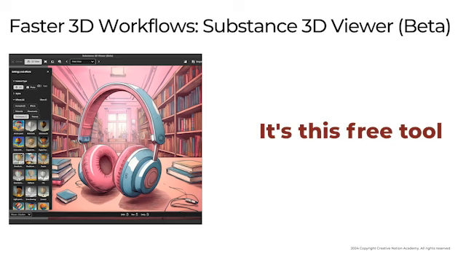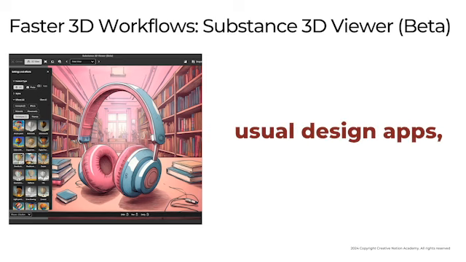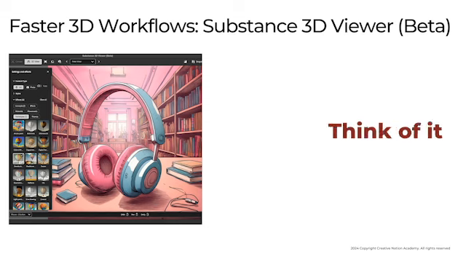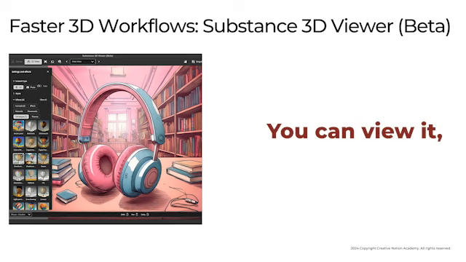It's this free tool from Adobe, and it lets you bring 3D models right into your usual design apps. And it really does make the whole process a lot smoother. Think of it like this. Imagine you're opening a 3D model, but it's as simple as opening a JPEG. You can view it, spin it around, adjust the lighting, all the basic stuff, even if you're not a 3D modeling whiz. That's one of the things I like most about Substance 3D Viewer. It makes 3D a lot more approachable, even if you don't know the first thing about polygons or textures.